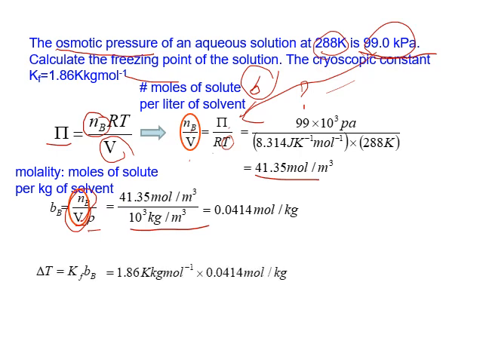And the rest will be the same as the last question. Delta T is K times molality, which equals 0.0769, and then using 0, the initial freezing point, minus the change, that gives you negative 0.077 Celsius. So this question is similar to the last question, but we need to use osmotic pressure to calculate the molality first.